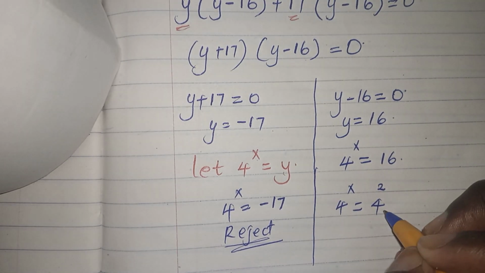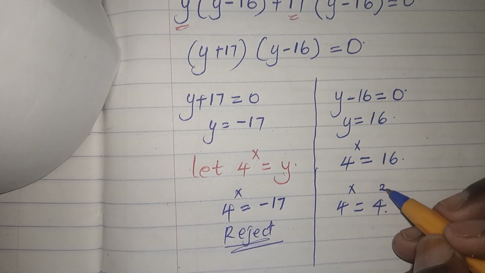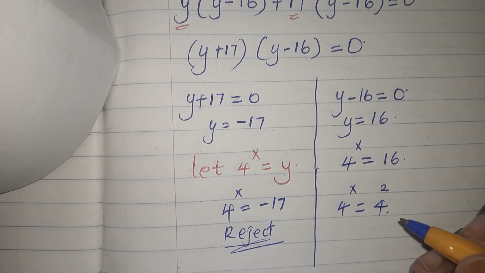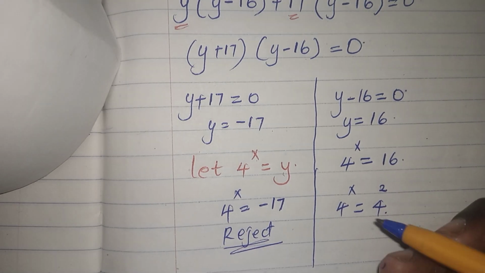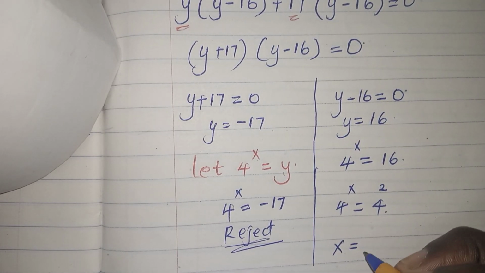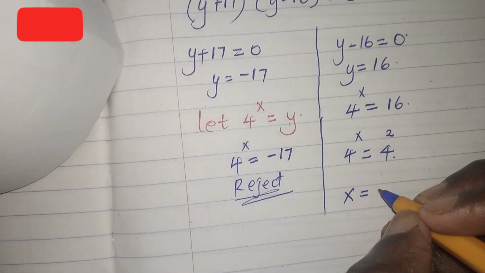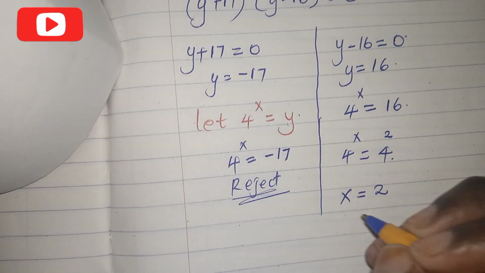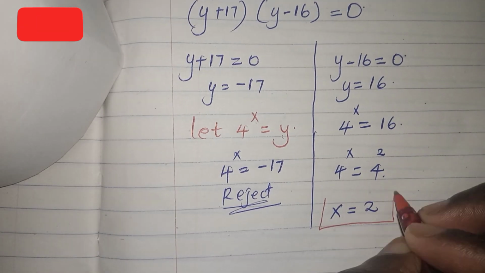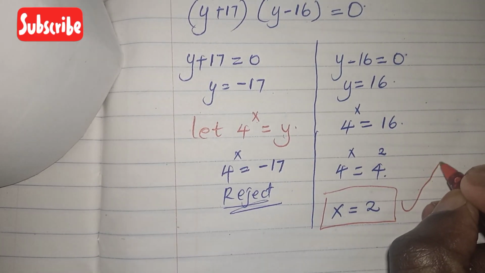When our bases are the same, we equate our exponents according to the exponential rule. So this becomes x is equal to 2. And this is our final answer. X is equal to 2. So this is the value of x.